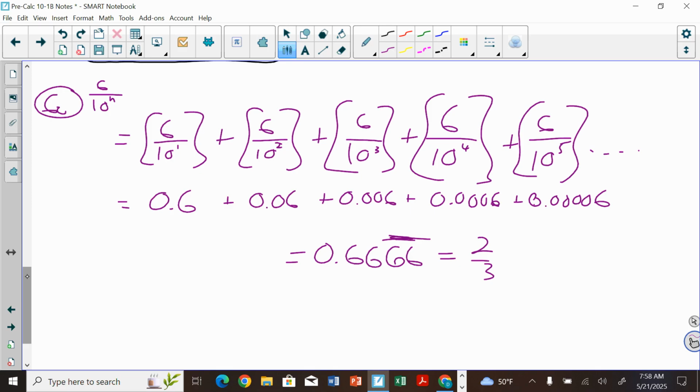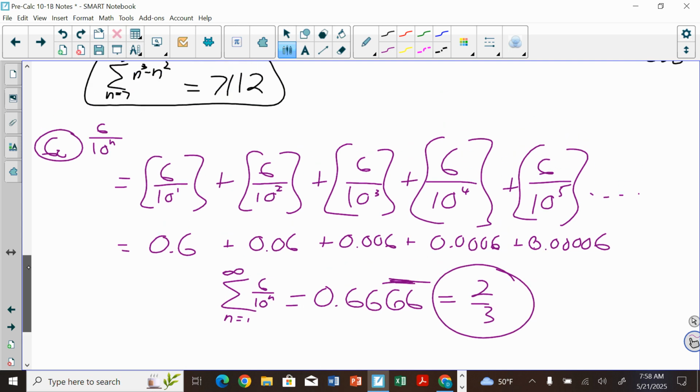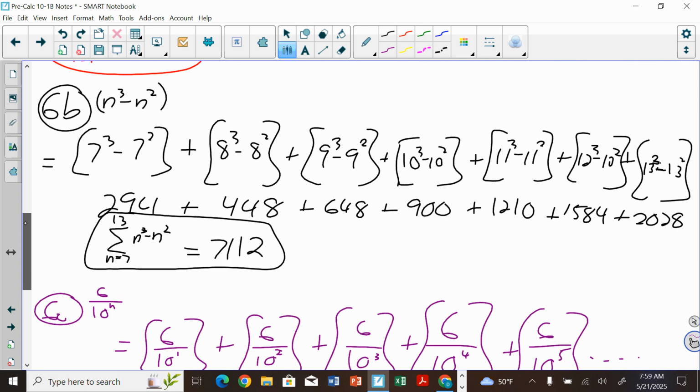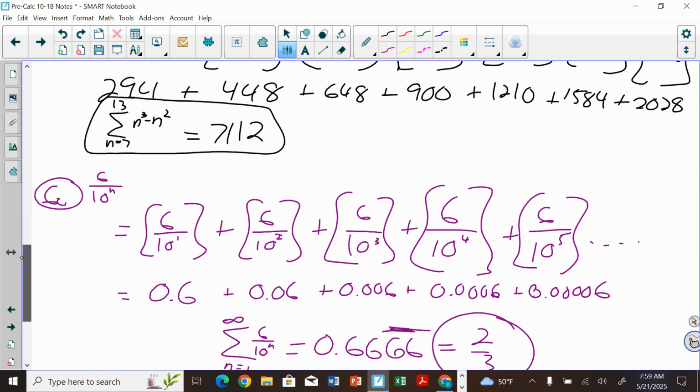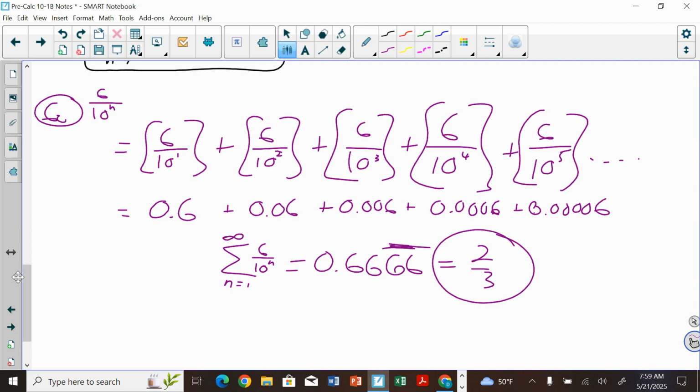Okay, so if we were to write this in summation form and sigma notation, we'd say this is n equals 1 to infinity of 6 over 10 to the n power, and it would be 2/3 that we get there. Okay, that's how it works. All right, so those are your sequences, nothing to it. And we'll work on that next.